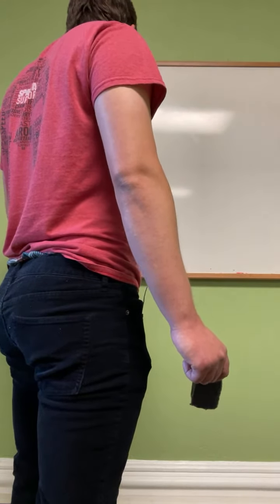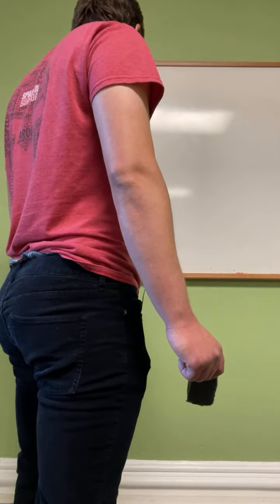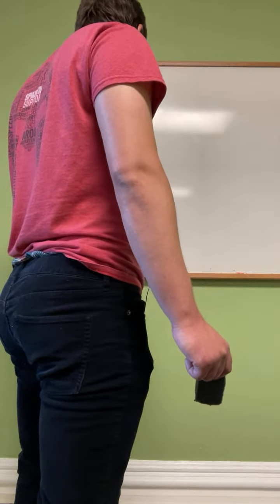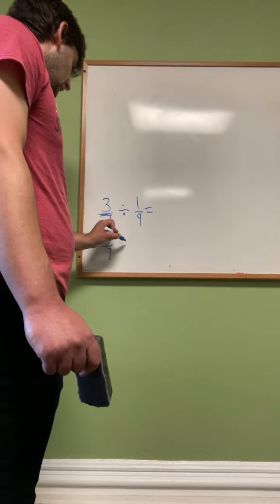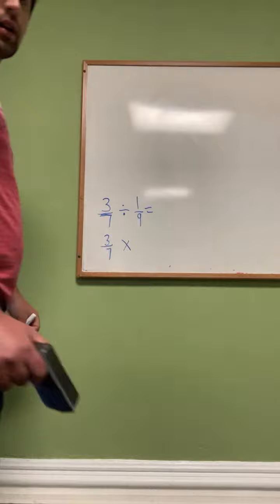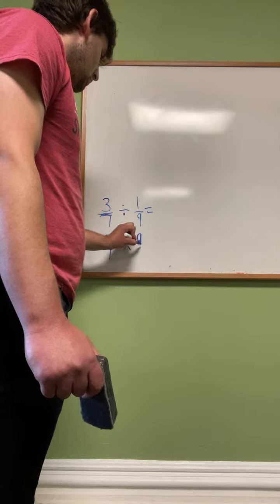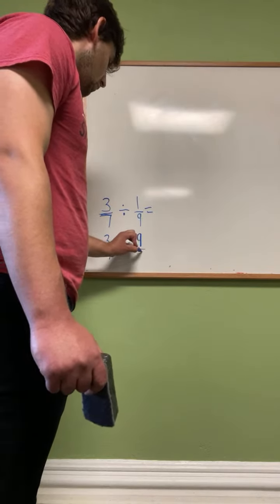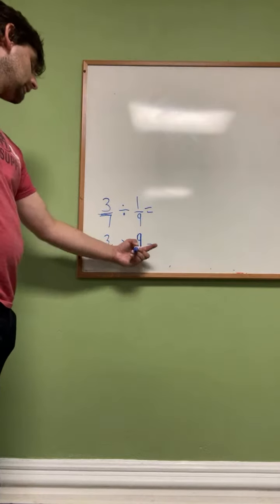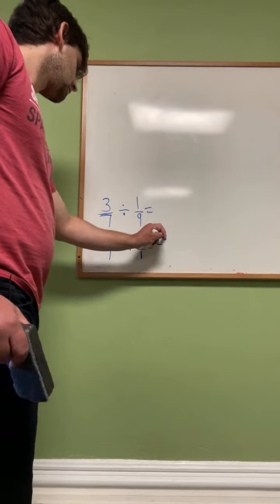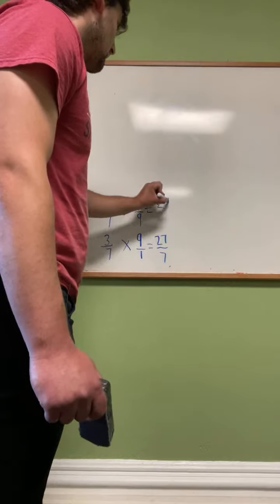Okay, 3 sevenths divided by 1/9. All right, so the 3 sevenths stays the same. The division sign, we change it to a multiplication sign. The 1/9, we flip it. So 9/1. Okay, 3 times 9, 27. 7 times 1 equals 7. Our answer is 27 sevenths.